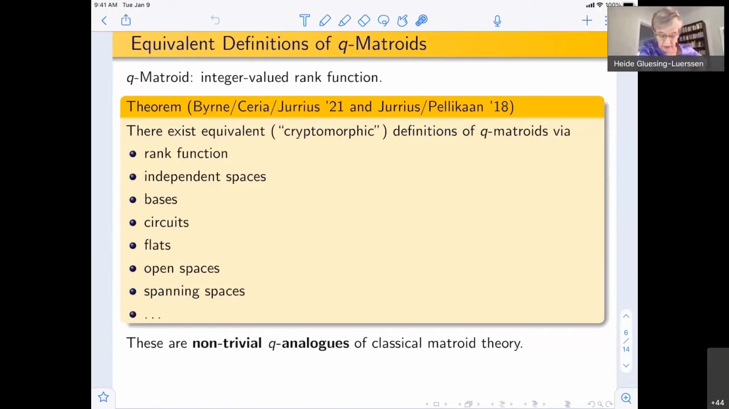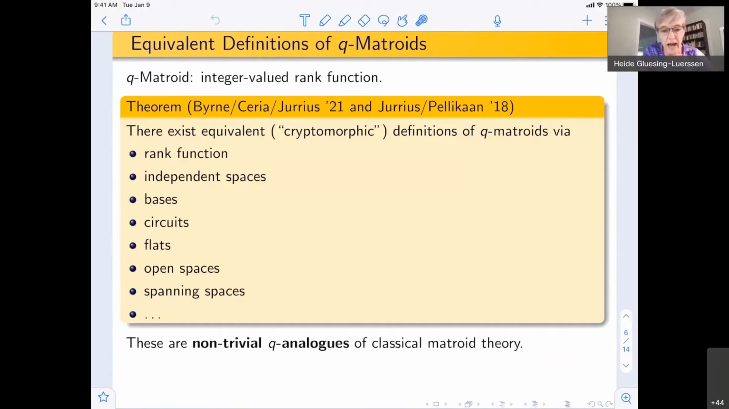So equivalent definitions based on other objects of a q-matroid. This list looks actually identical to what can be done for classical matroids. One also has this bunch of equivalent definitions. But I would like to stress that these are really non-trivial q-analogs.